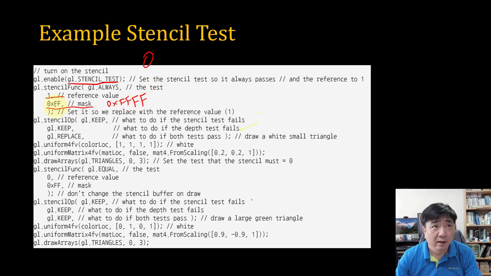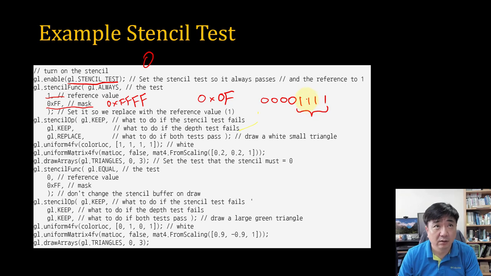The mask works like a mask. If I just want to change a small part of the bits, for example the low-end part, then 0x0F can be used for masking. It means 0000 1111 in binary. So I will use the lower 4 bits of the stencil, then I will set it with the mask.